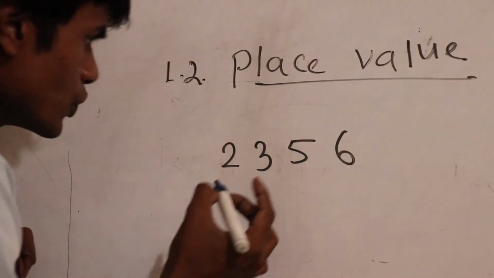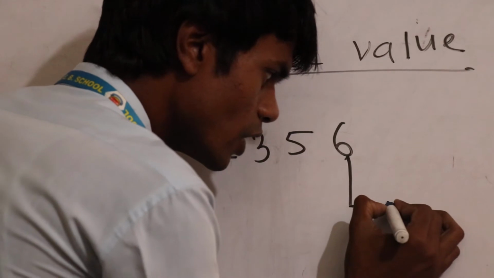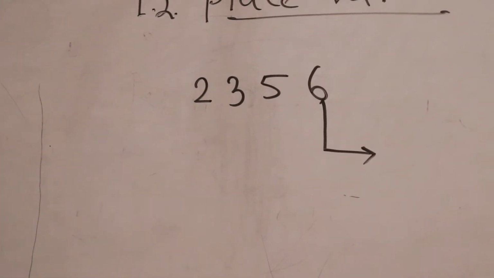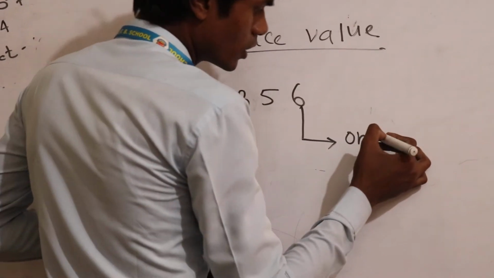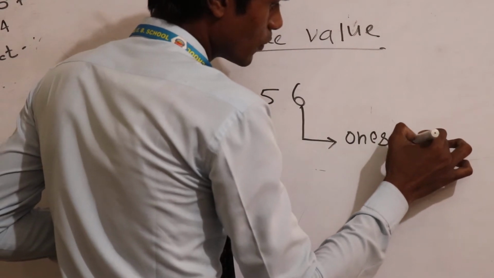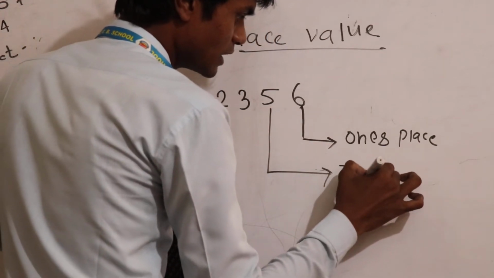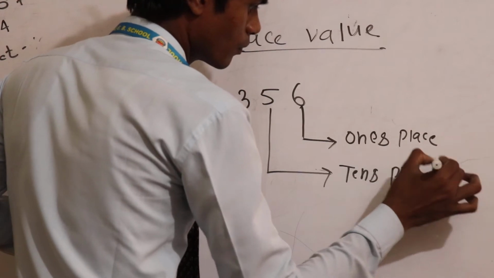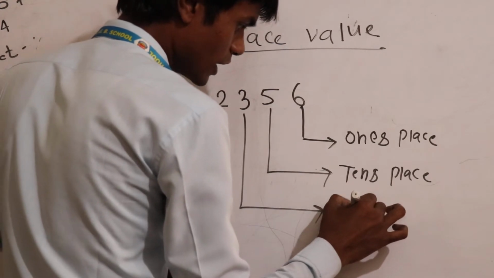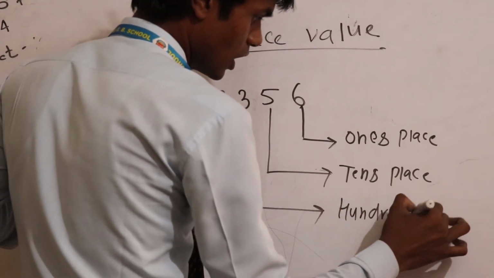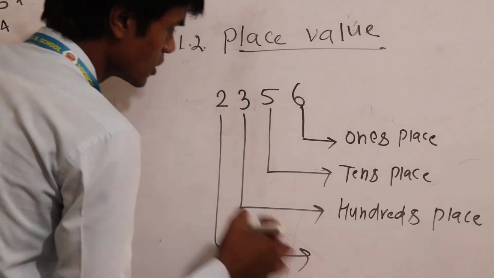It means you can easily see that 6 is called ones place. 5 is called what? Tens place. And 3 is called what? Hundreds place. Good. And 2 is called which place?